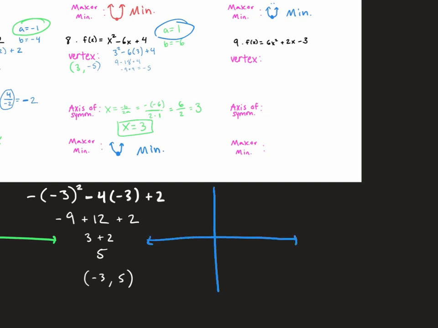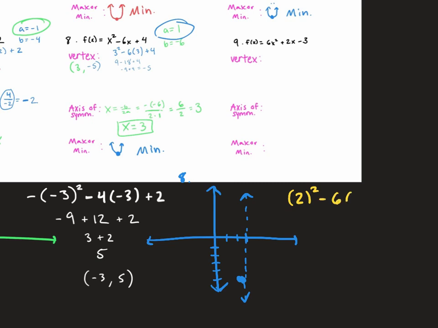What's the first thing we need to put on our graph for number 8? The vertex. So we go to the right 3 and down 5. Put our point there. Okay, what's next? Axis of symmetry. Put our dotted line right through it. What's next? Plug it in. What are we going to plug in? Sure, let's plug in 2.